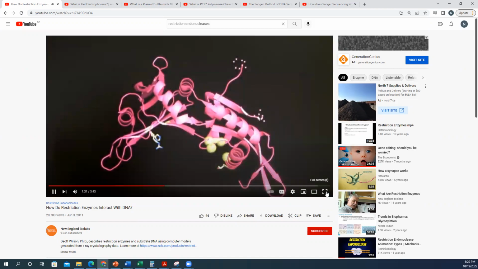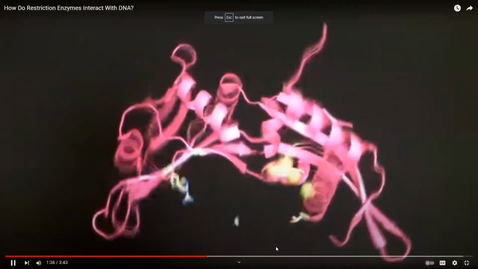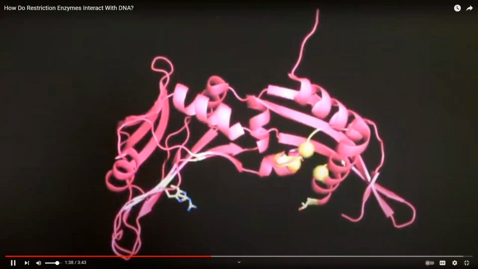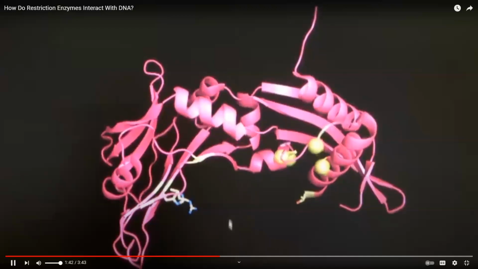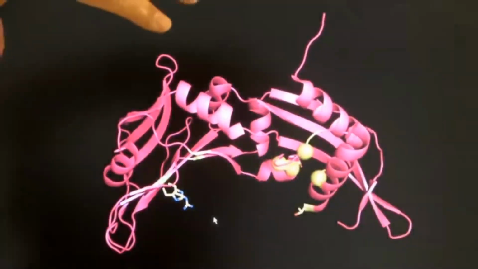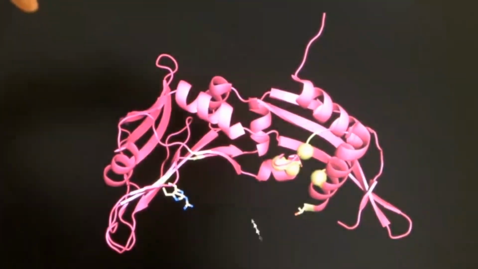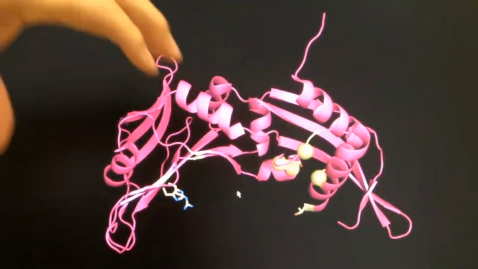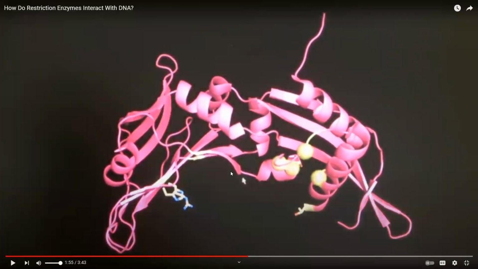This is a structure of a restriction enzyme called MBE. What you'll notice is that this has a shape somewhat like a hand. You could imagine this to be a thumb, and these could be fingers, and it has this shape because this is going to grasp a DNA molecule. So this is a protein, right, guys? This is an enzyme. This is a protein.